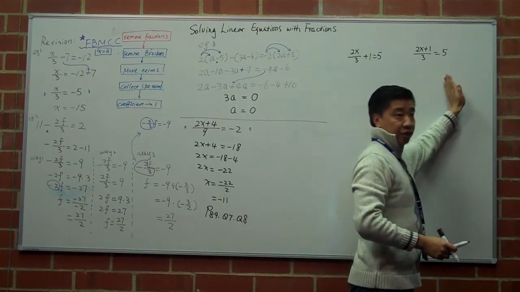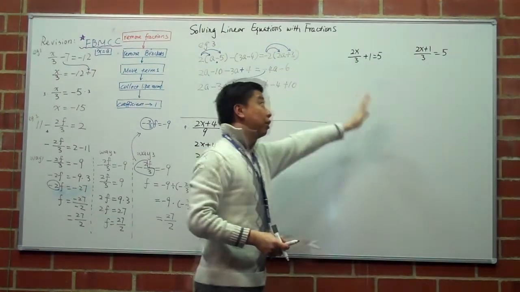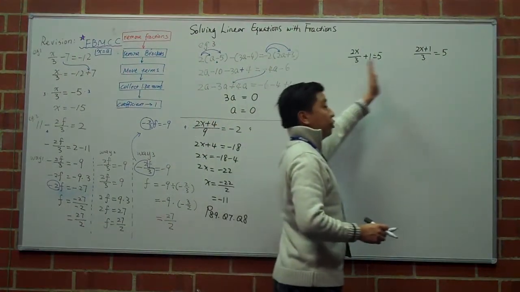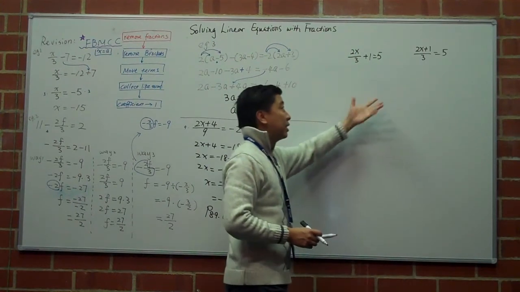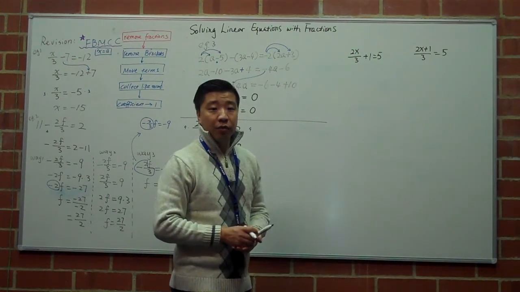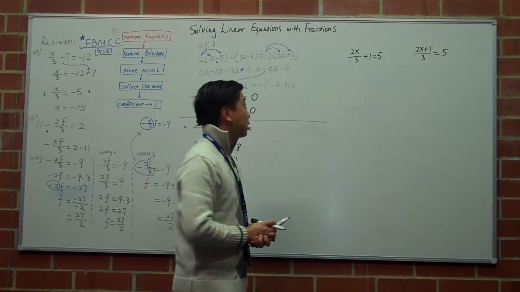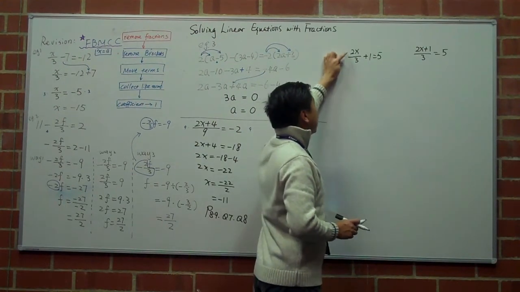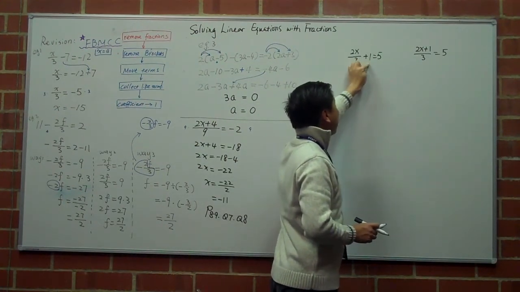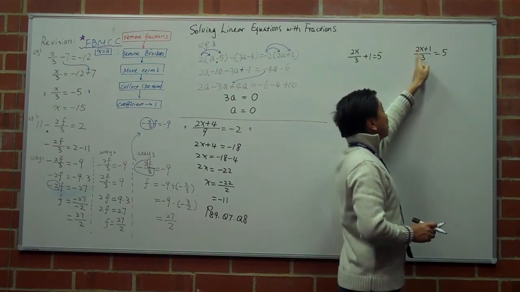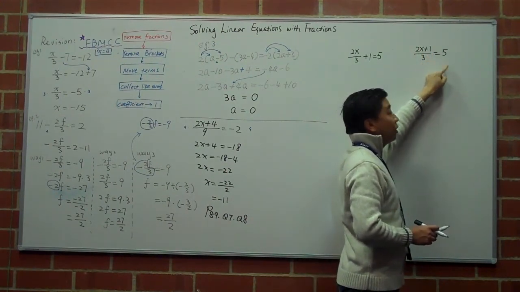I've written down two questions on the board, right? The reason I wrote these two questions here is that I saw you made some mistakes when you did your practice. Now, have a look here. This one is 2x divided by 3, plus 1 equals 5. This one is 2x plus 1, all divided by 3, equals 5.